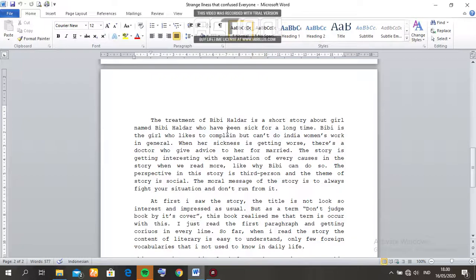Bibi is a girl who likes to complain but can't do a woman's work in general. When her sickness is getting worse, a doctor advises her to get married. The story gets interesting with the explanation of every cause as we read more, like why Bibi can do so. The perspective in this story is third person and the theme of the story is social. The moral message of the story is to always fight your situation and don't run from it.